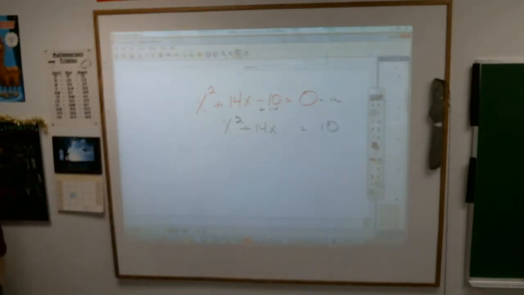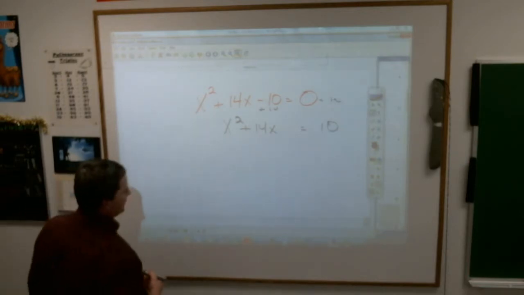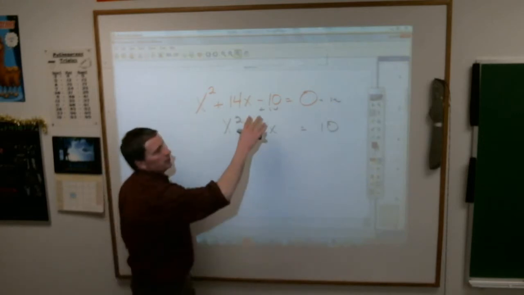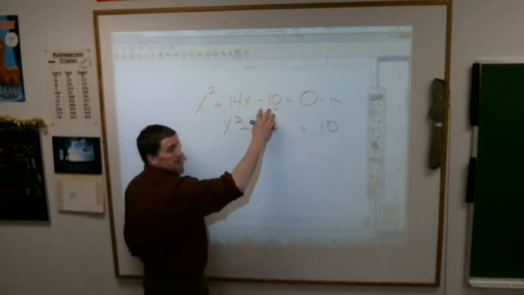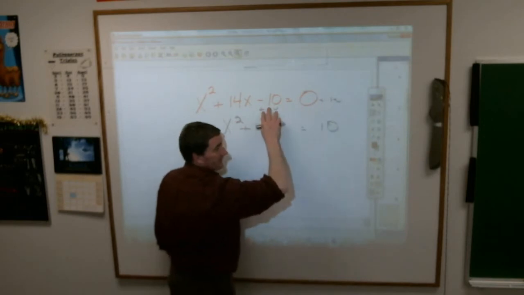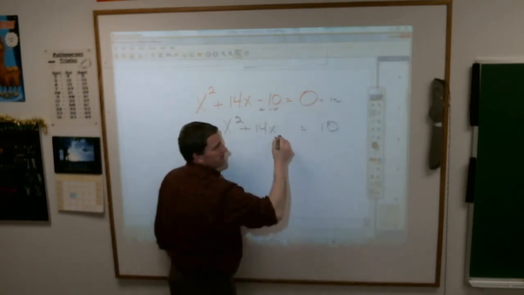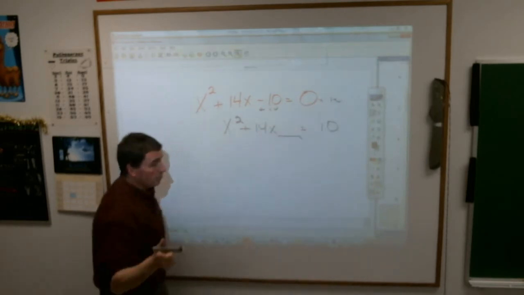Again, it's helpful if you're not talking while I am, because while you might get it, some other people might not, and they might be distracted by your yelling and shouting. You need to get this 10 from here to the other side, that's why you add it over there, so you have a blank spot that you can fill in with the number that you want.